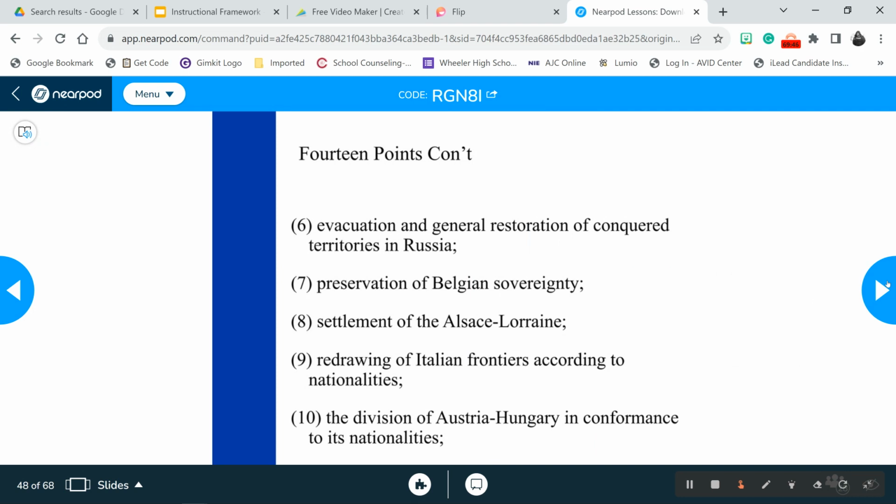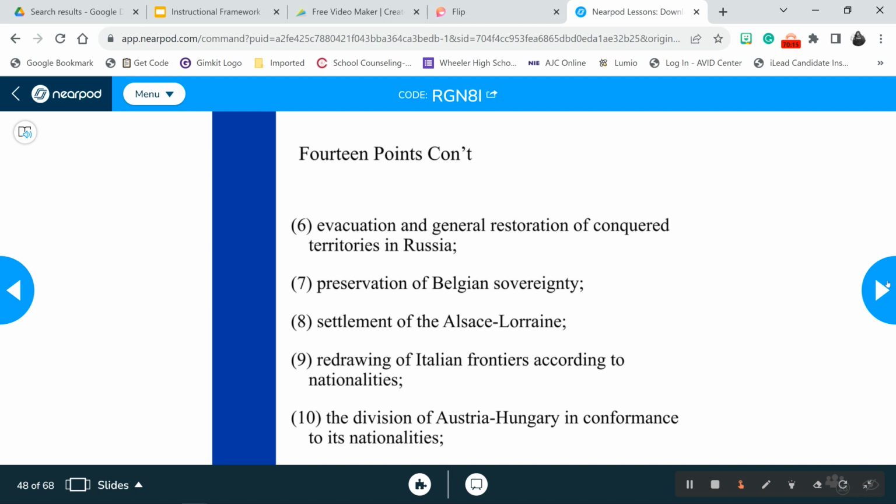Cassidy, what you got for number 6? Evacuation and general restoration of conquered territory. All right, so basically what we're going to do is take out, and let's reconstruct everything as far as what was taken from Russia. Number 7. Sovereignty, yes. So we're going to preserve what land Belgium already has and should be having.